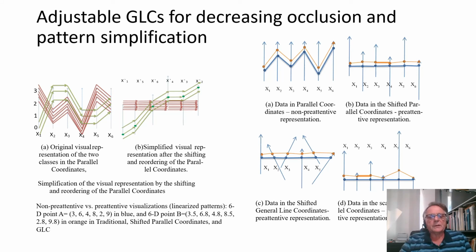The idea of visualizing the pattern in a simpler way is illustrated here. For example, in parallel coordinates, because of the ability to shift coordinates up and down, we can make the red pattern straight, which makes it much simpler for humans to recognize. Then by reordering these coordinates, we make the green pattern go up, which makes it much easier for humans to see. And these are multiple other ways to simplify the visual patterns.